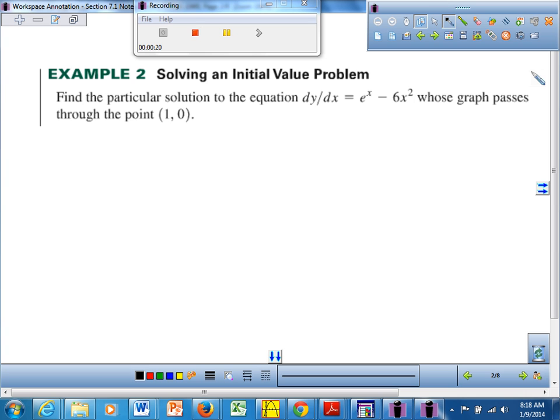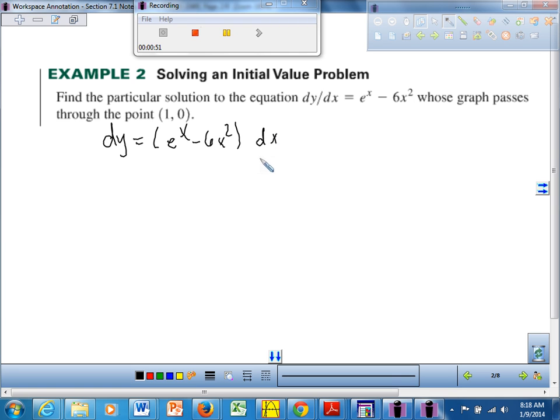All right, so as I said before, when you're solving a differential equation, you're finding a general solution, unless they give you an initial condition that allows you to solve for C. And we call that type of problem an initial value problem. So that's what we have this time. Very similar problem. Again, we're going to separate our variables. So dy equals (e to the x minus 6x squared) dx.